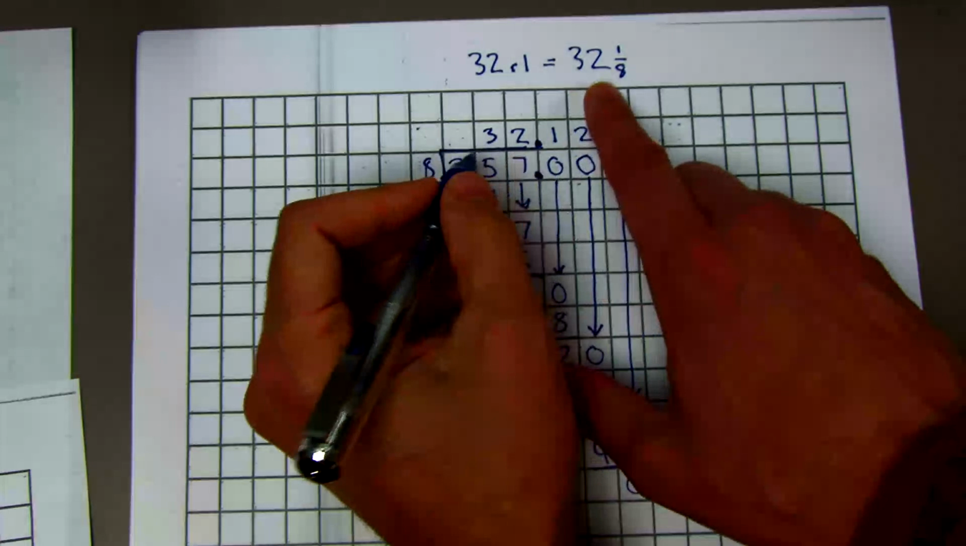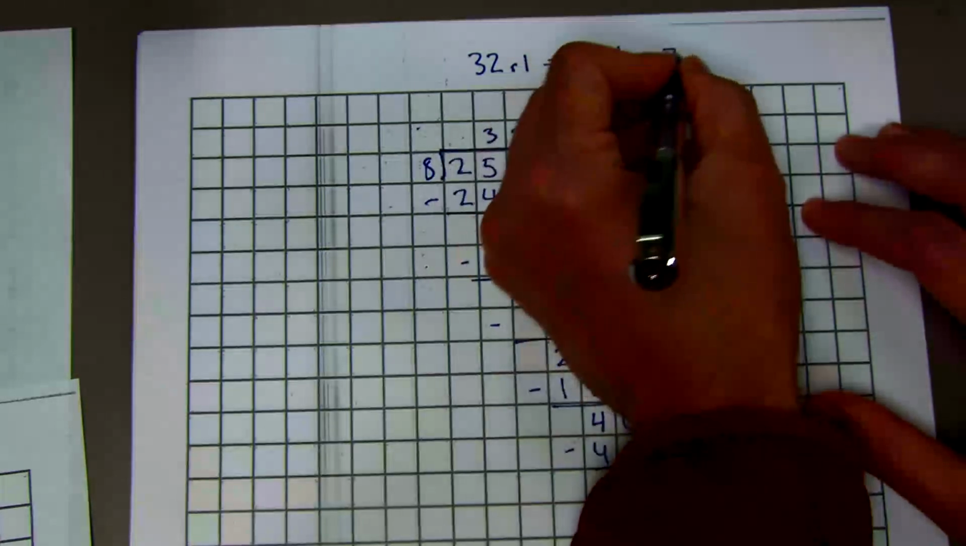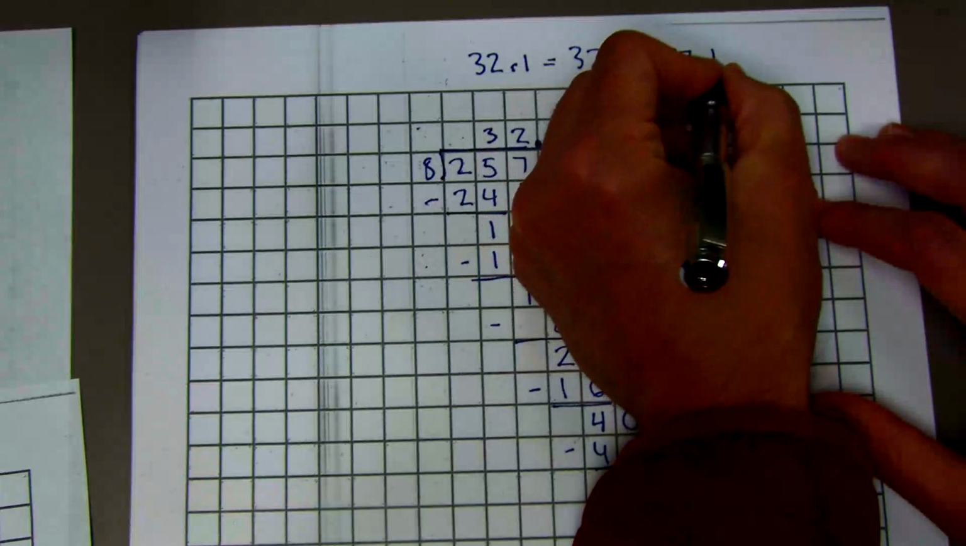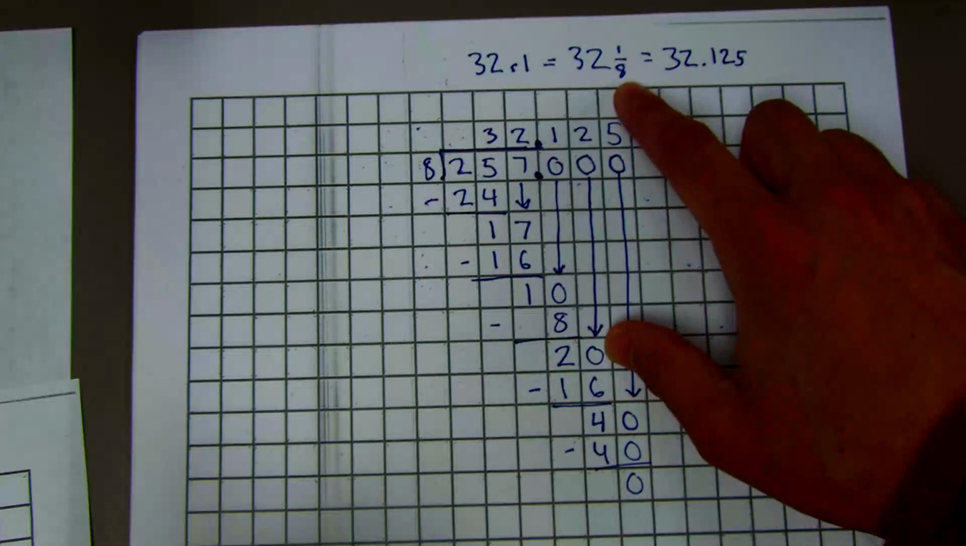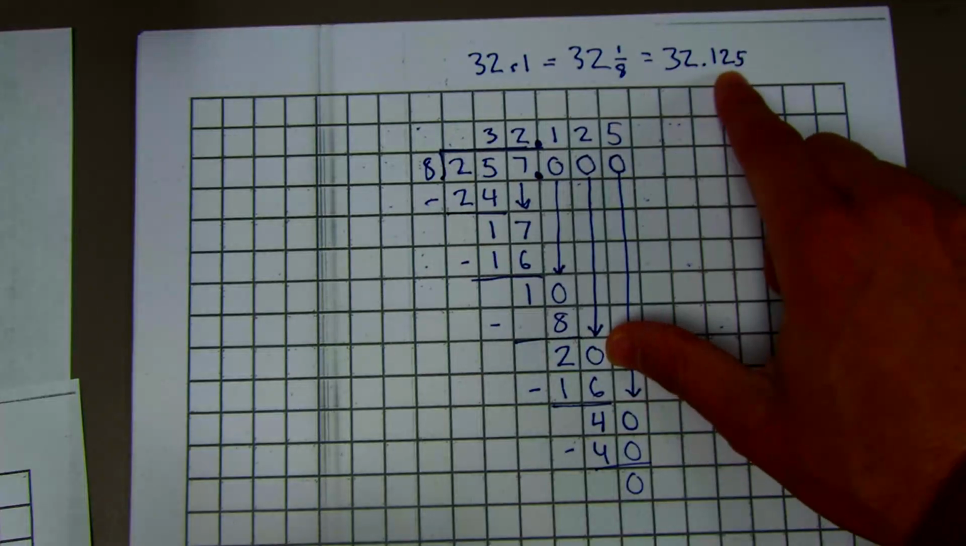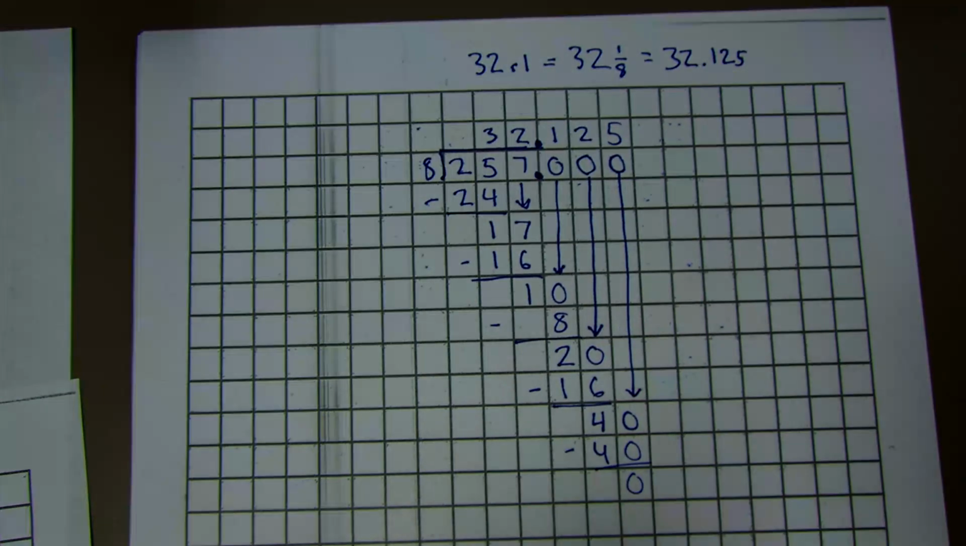So 32 and 1/8 can be written as 32.125. And I know that's correct because I know 1/8 is the same as 0.125, or 125 thousandths. All right, that's how to do it. There's one more situation you'll run into which gets a little tricky, which I'll show you with the last problem.